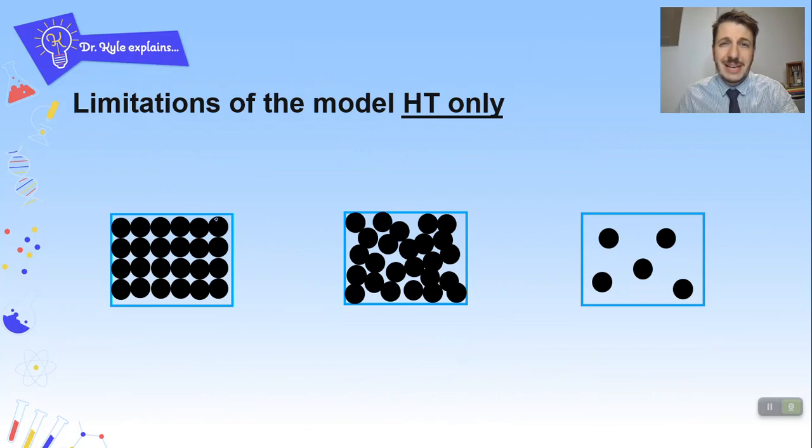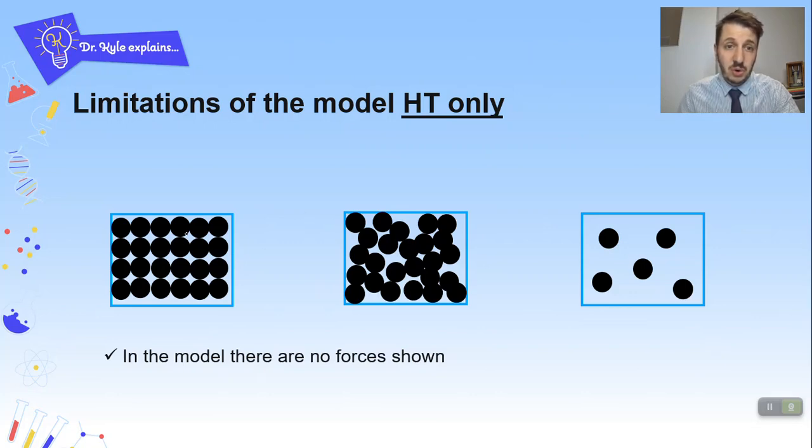Okay, so some limitations then of these models. So as we stated, in the model, there are no forces shown. So we were talking about these forces, that they're quite weak between these molecules sometimes, if we can go from a solid to a liquid, or they can be very strong if it's something like an ionic compound. But in these models, there are no forces shown, and that's definitely a limitation because we can't picture these in this model.